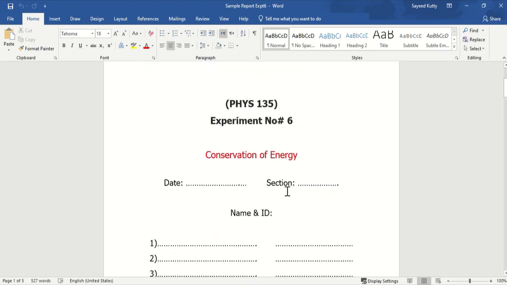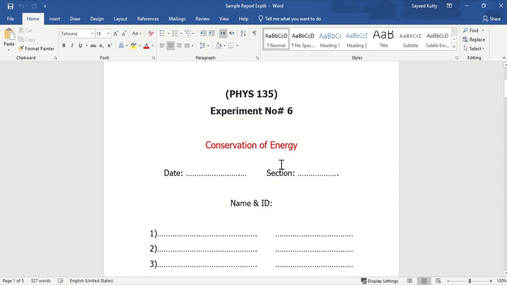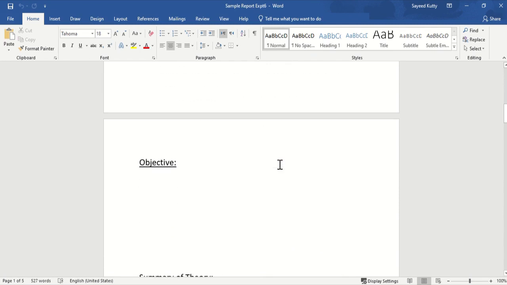I'm sure everybody knows about the law of conservation of energy. Maybe from grade 7 you started to hear about it. Energy can neither be created nor destroyed, but we can transfer one type of energy into another type. That means we are not able to create or destroy energy. What we can do is only transfer one type of energy into another type, right? That is the idea, and today we are going to discuss that in this experiment.